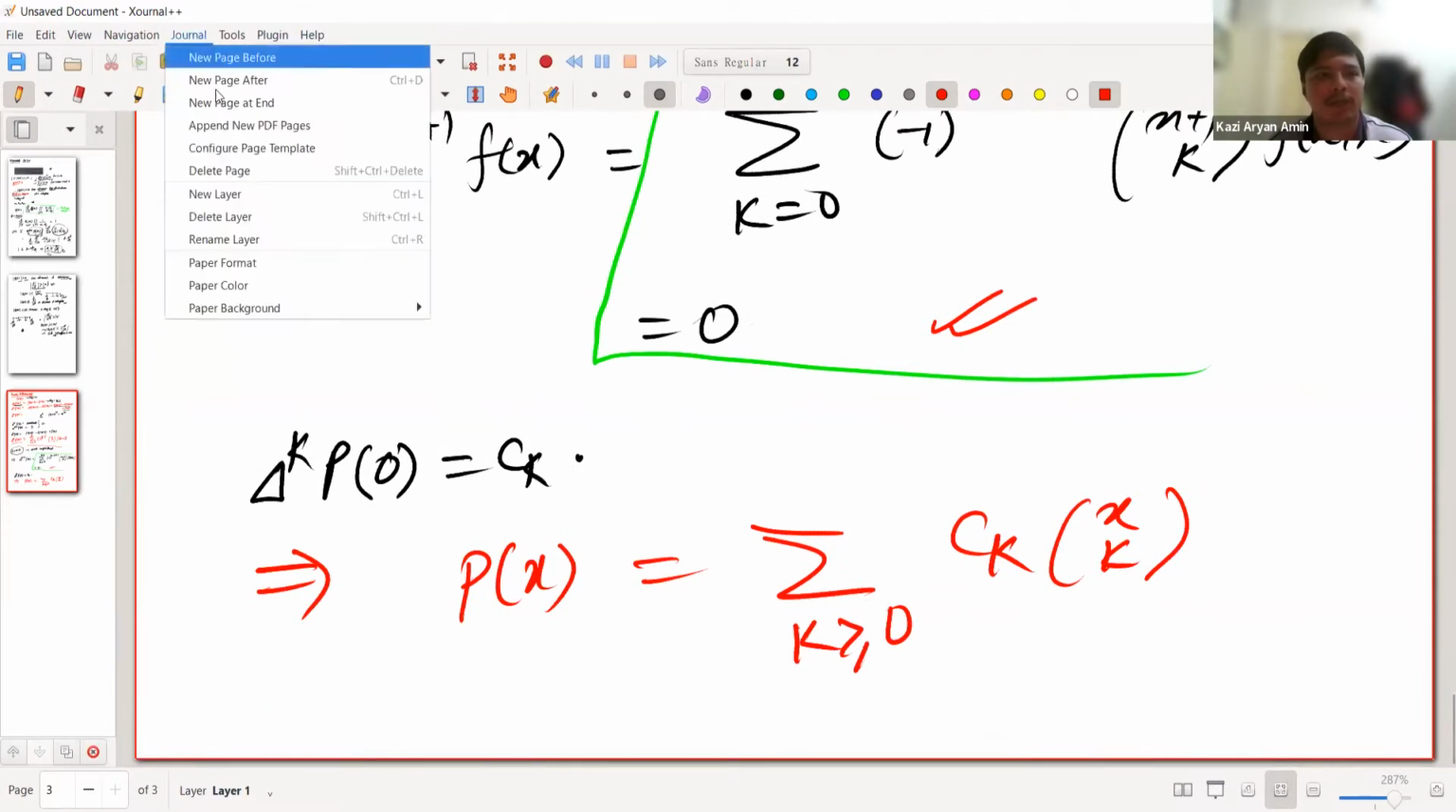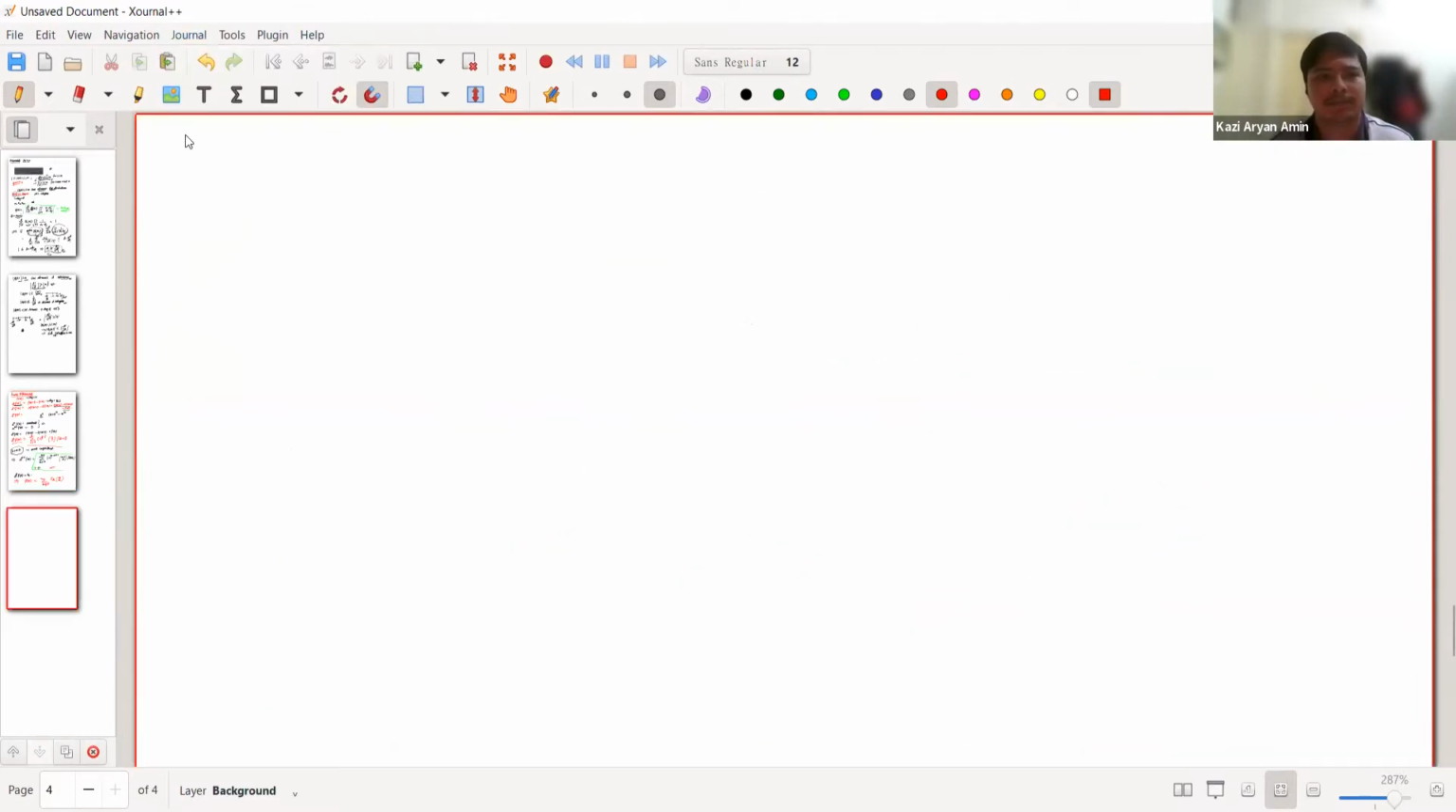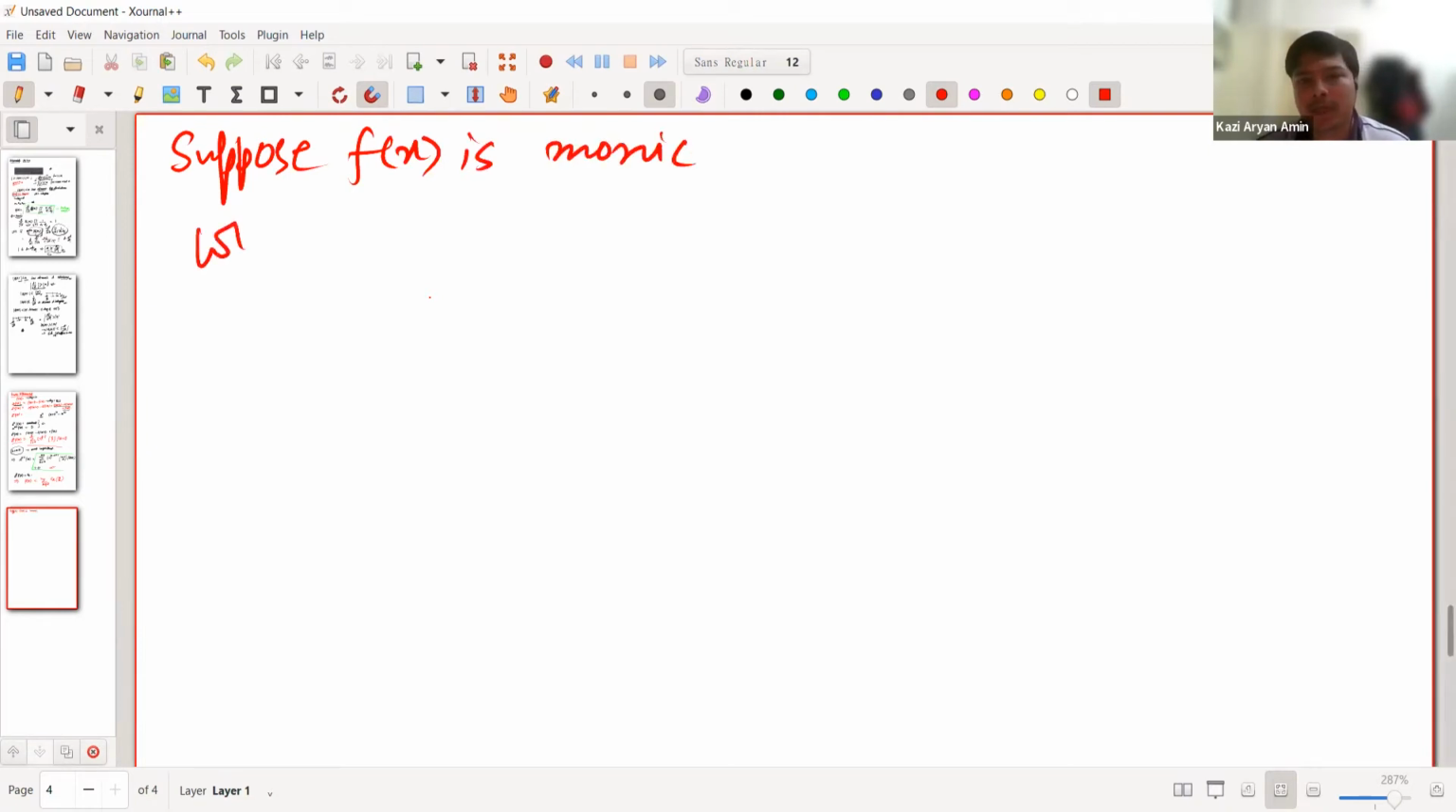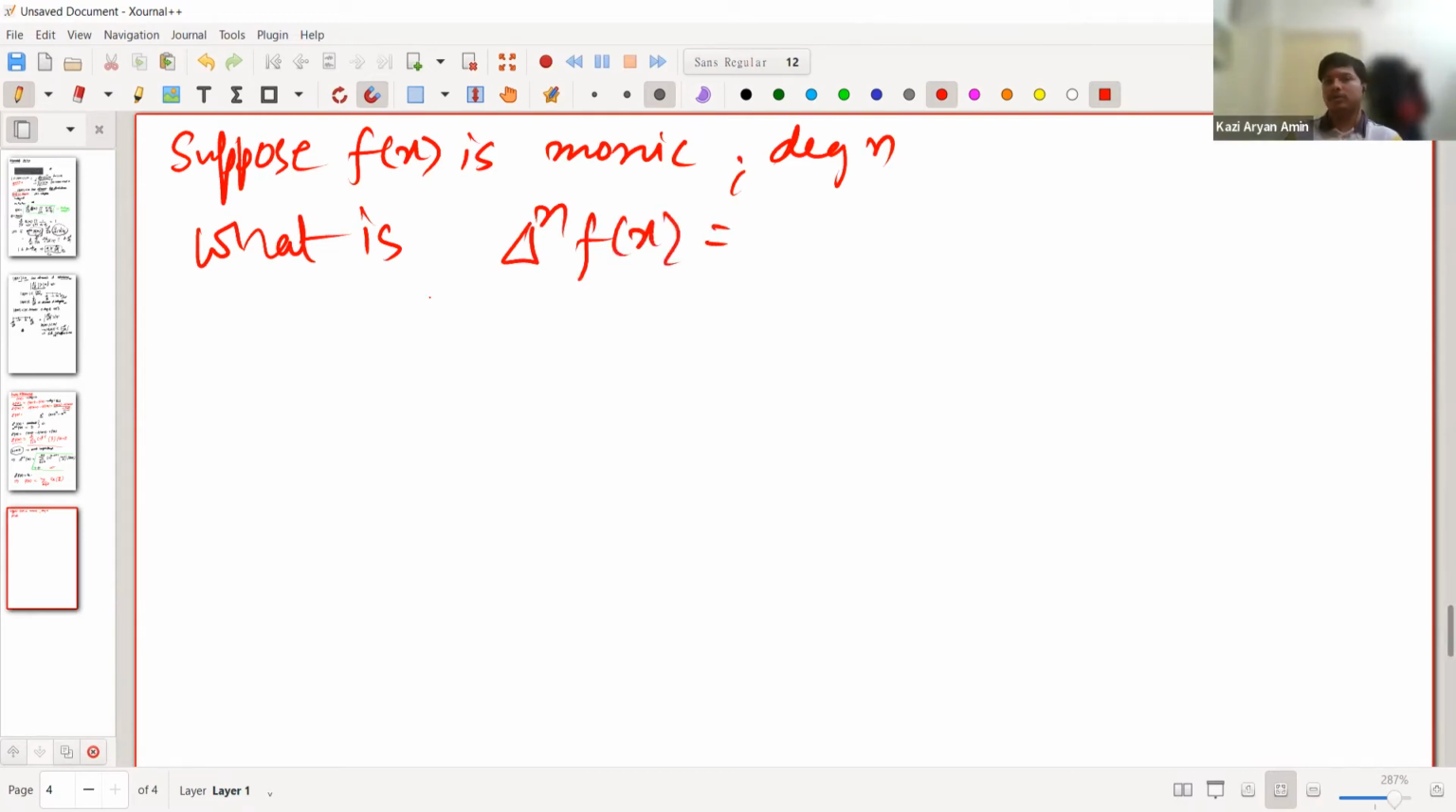Also, another thing one can easily see is, suppose f of x is monic with degree n. Then what is the nth finite difference? I said it was going to be a constant. So the answer is basically n factorial for this.